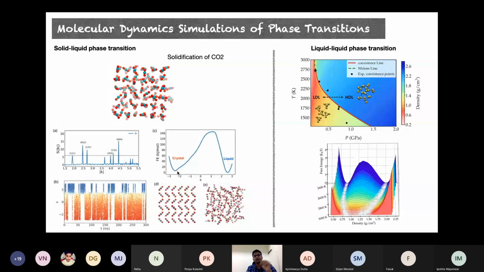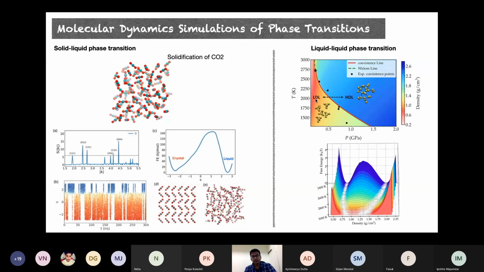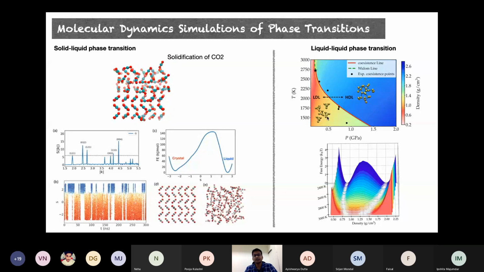So this is the coexistence scenario. Now I talked about the liquid-liquid phase transitions. So this is again another phase diagram, but notice the pressure and temperature axes are reversed. So again, this is another example of phosphorus, liquid phosphorus, like we talked about liquid helium. Here is liquid phosphorus. So there is a phase called low density liquid and there is a phase called high density liquid. And there are some structural changes. And this is again a first order phase transition.